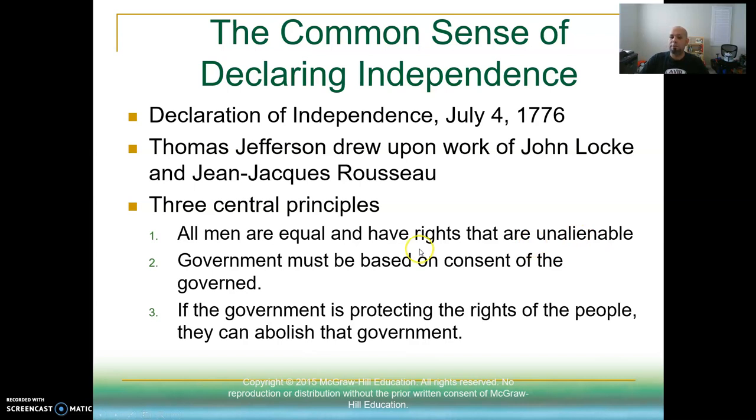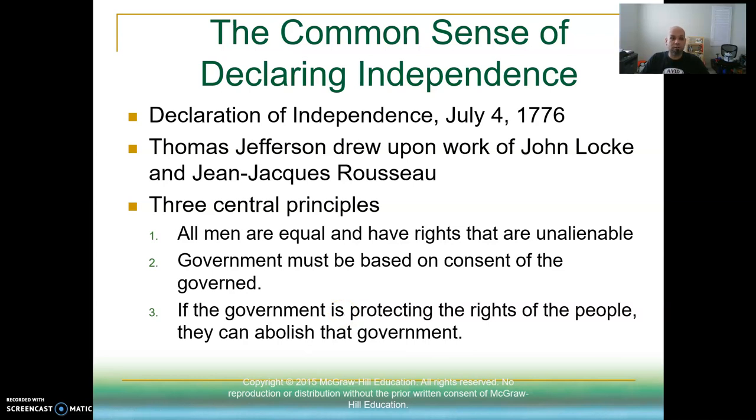Okay. The next major principle is government must be based on the consent of the governed, which is the people. And that actually goes right back to Jean-Jacques Rousseau and the idea of popular sovereignty, which is one of your vocabulary words. And the last one: if the government is not protecting the rights of the people, they can abolish that government.